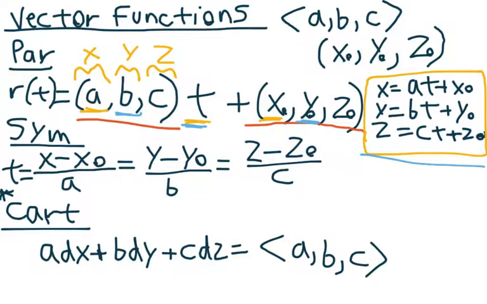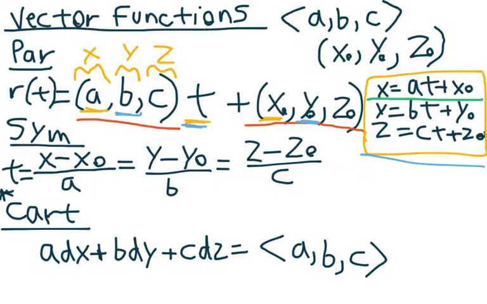Now we also have the symmetric form. Symmetric form is simply taking the t value that we got in our parameterized form and isolating it. So for example, if we look at x equals at plus x0, if we were to isolate t, we would get (x minus x0) divided by a. And that t is the same as the t we use for y equals bt plus y0. And so we just place the t's equal to each other and we get a symmetric form.